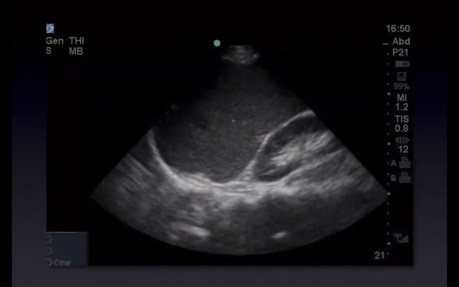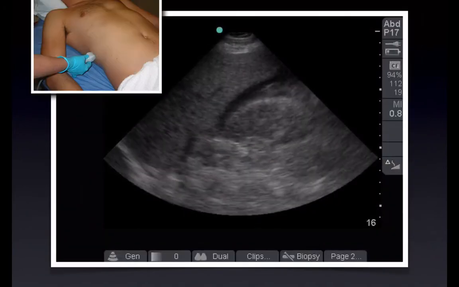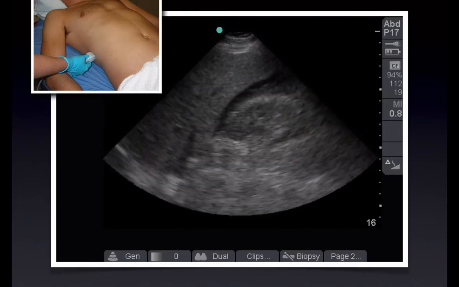So again, we want to be very, very careful when we look. This is the right upper quadrant, and this seems to be a great right upper quadrant view, almost picture perfect. You have the liver, the kidney, the diaphragm, and if I were to only look and not really scan and move my probe around, I would probably miss that. And that's obviously a completely different scan. That's obviously a positive FAST exam. Just remember to sweep and scan around, okay?